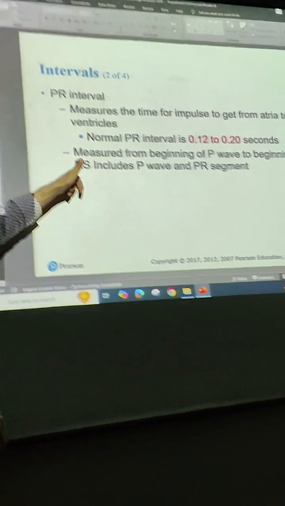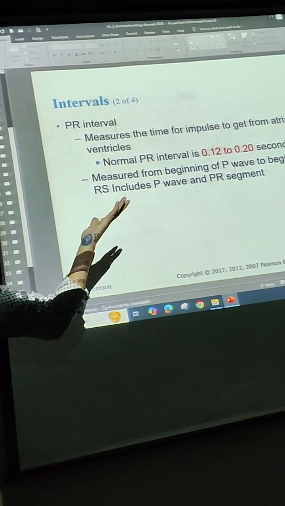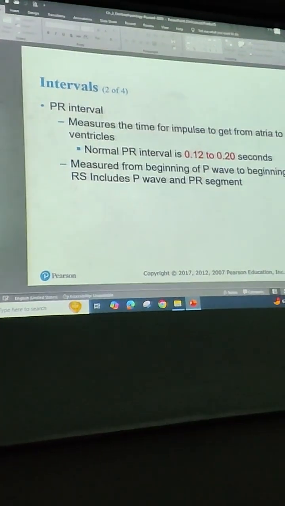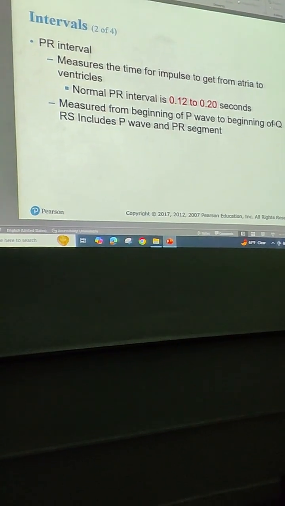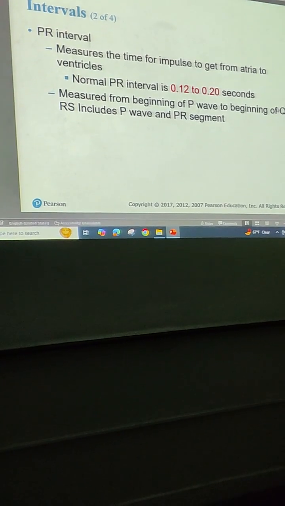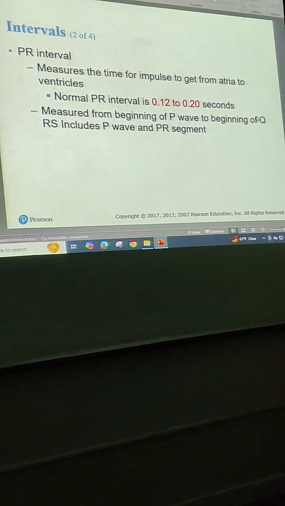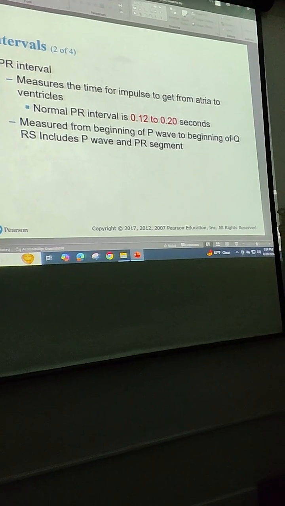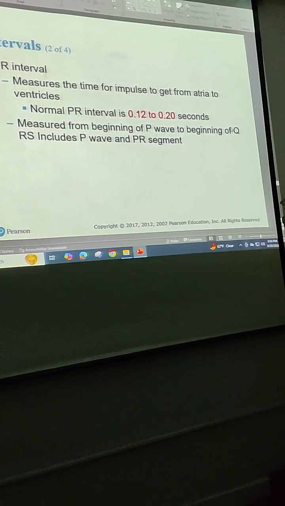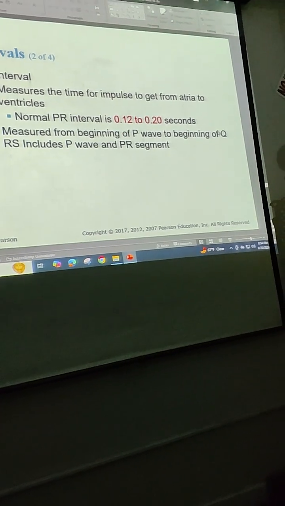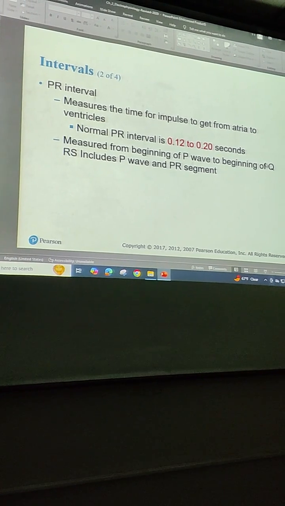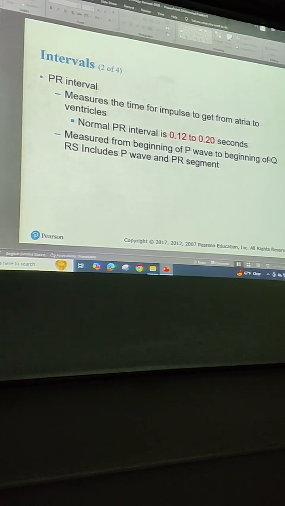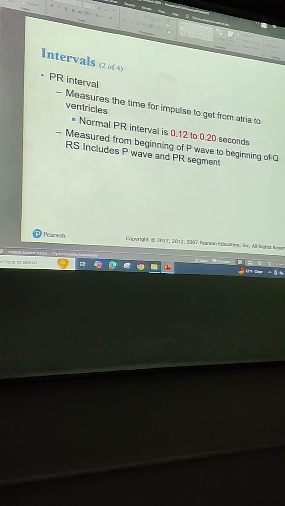See? What is measured from this place to this place? So we talk about the intervals. No need to worry much about the intervals. Remember, what you need to understand later on is the P wave, how long it is, the QRS, how long it is, what is the distance, and the T wave. Then you will be kind of safe for your exam.